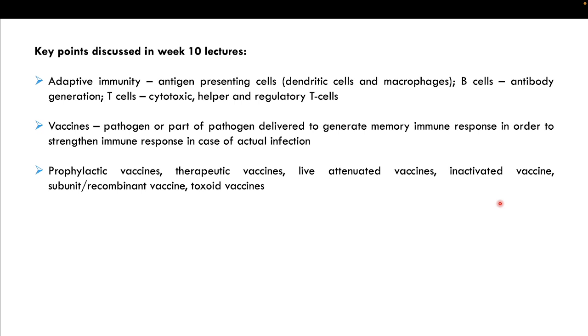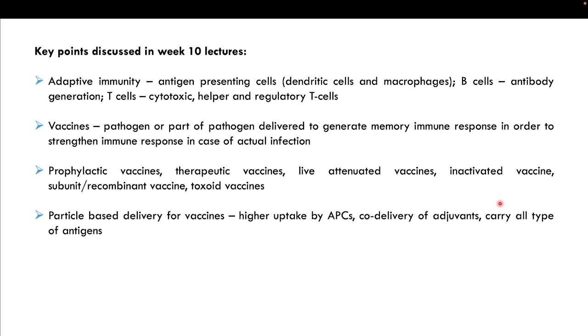So instead of delivering the entire organism as a vaccine, you can take that particular toxin, develop a vaccine for it, and deliver that toxin itself as a vaccine. Then the body will remember that whenever there is an infection, that pathogen will produce the toxin in your body, and the immune response can act. So these are the different types of vaccines that were discussed in the lectures.